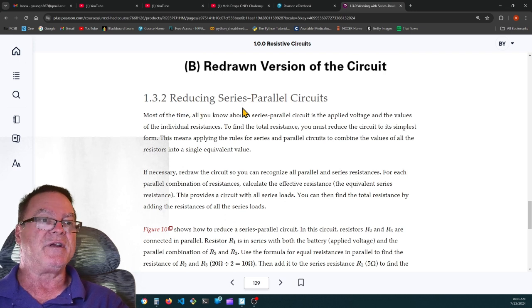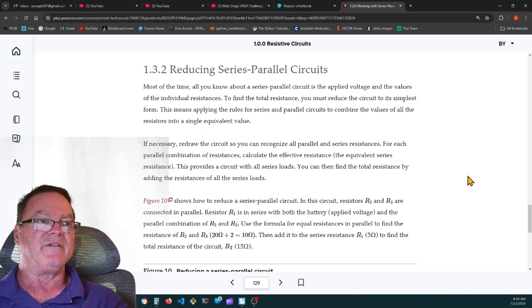1.3.2, reducing series parallel circuits. Most of the time, all you know about a series parallel circuit is the applied voltage and the values of the individual resistances. To find the total resistance, you must reduce the circuit to its simplest form. This means applying the rules for series and parallel circuits to combine the values of the resistors into a single equivalent value.